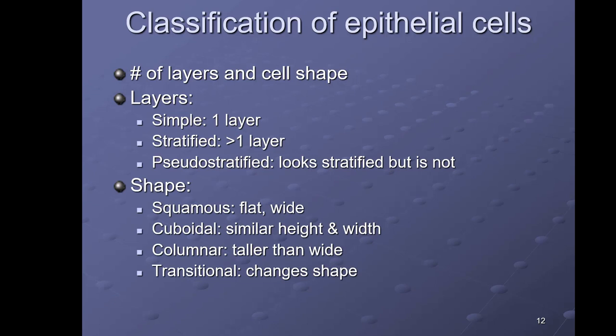As far as the shape, it only refers to the outer layer. So if there's multiple layers of epithelial tissue, it's named according to the outermost or most superficial layer of cells. So if the cells are shaped like flat or wide cells, they're called squamous. If they look like little cubes, they're called cuboidal. If they look tall, like a column, they're called columnar. And then there's one example where the shape actually can change, and that's called transitional. So you're going to see that in the urinary bladder. When it stretches out, they kind of look flat. When it's not stretched out, it looks more rounded.